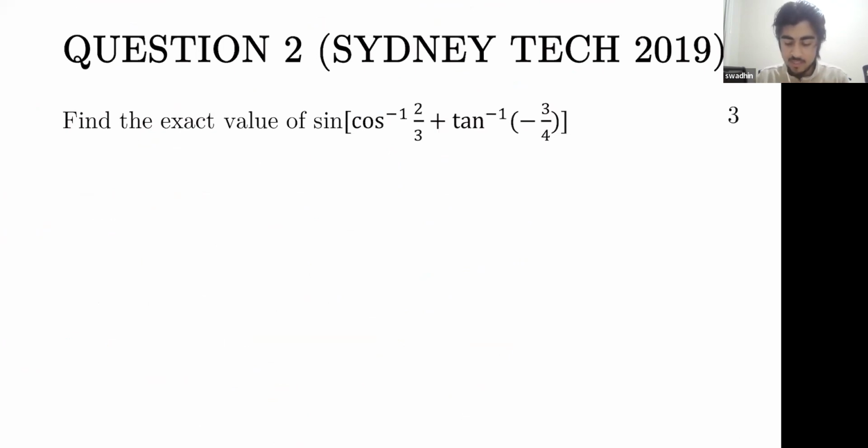Now a CSET Tech question. These type of questions are actually very, very easy 3 marks if you do it properly. But a lot of people tend to struggle because they overthink and try putting it in the calculator and get something like a third, which they don't know the exact value of. So first, find the exact value of cosine inverse 2 on 3 plus tan inverse minus 3 on 4.